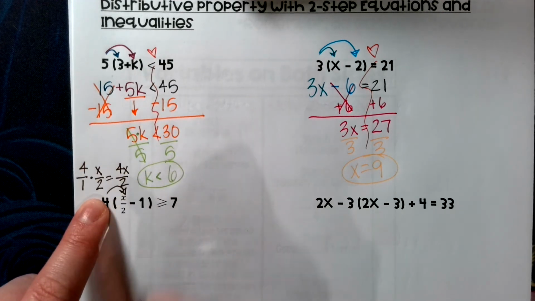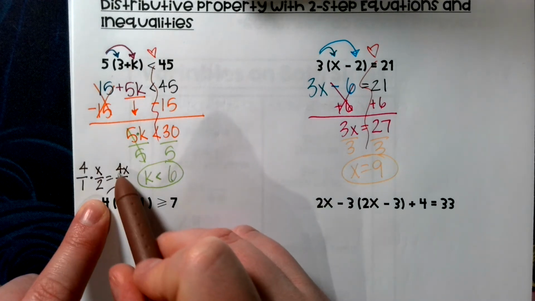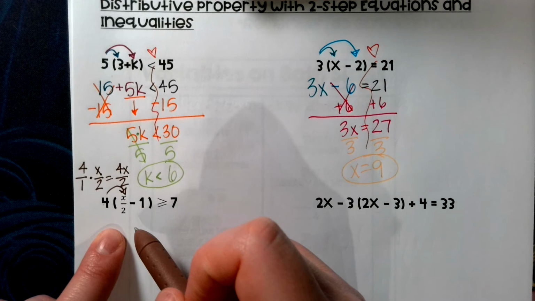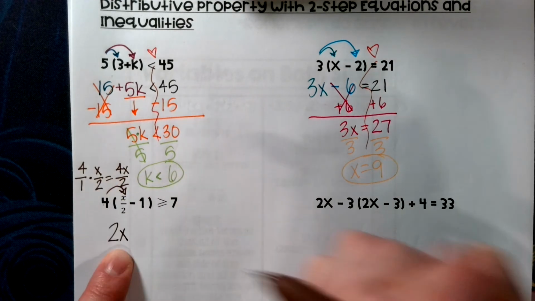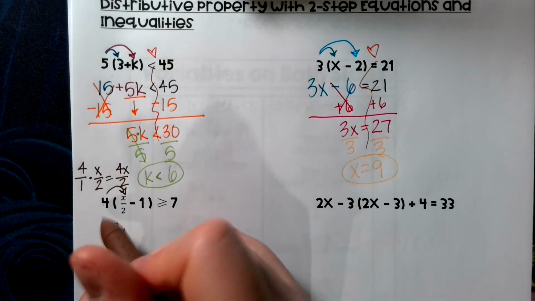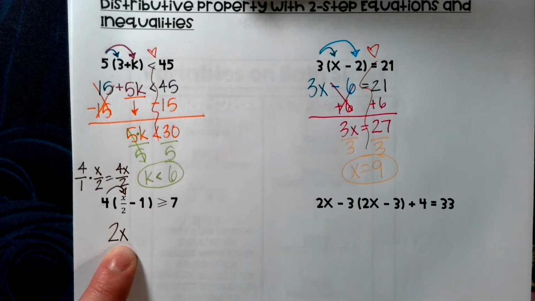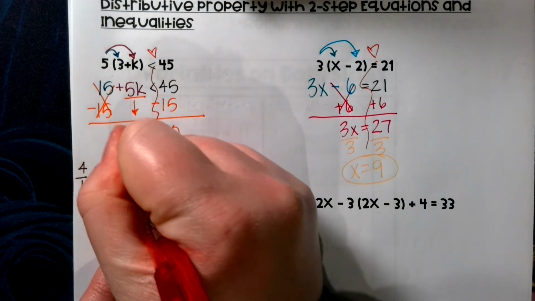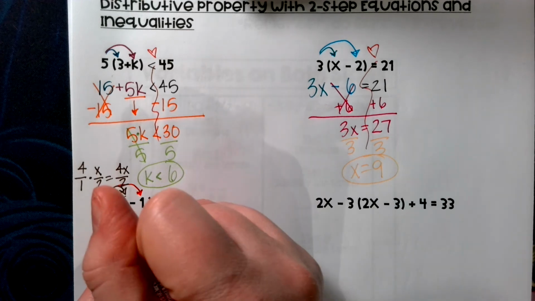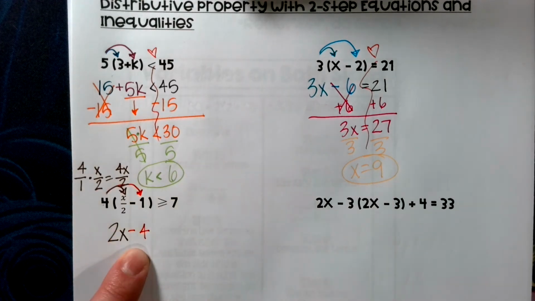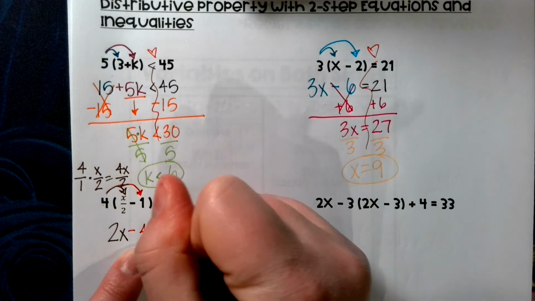Can I simplify 4x over 2 anymore? Yeah. What's 4 divided by 2? 2. So this whole thing is actually going to simplify to 2x. 4 times x over 2 actually simplifies to 2x. Then I'm going to take that 4 times my negative 1. 4 times negative 1 is going to give me minus 4, which is going to be greater than or equal to 7.